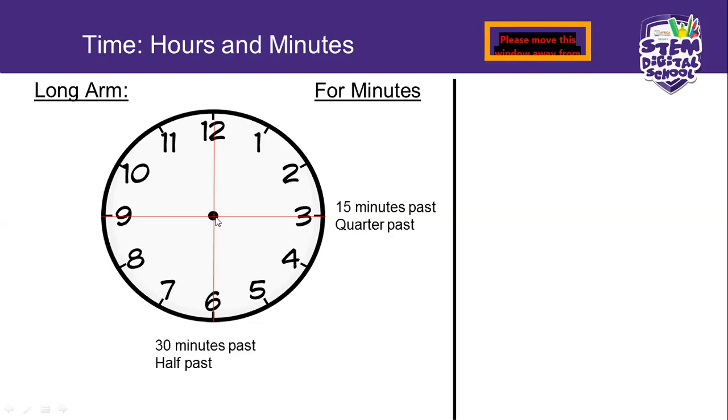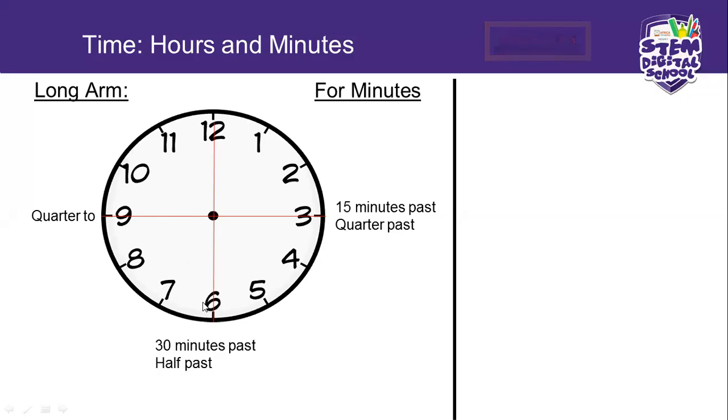Good. Now, when your long arm is here at 30, remember we said it's 5, 10, 15, 20, 25, 30. When your long arm is here at 30, we say it is 30 minutes past. Or we can say it's half. You can see that this side is exactly equal to this side. It is half. This side is half of the other side of the whole. It's half of the whole. So that is why we say it is half past. Good. Now we go to the next one.